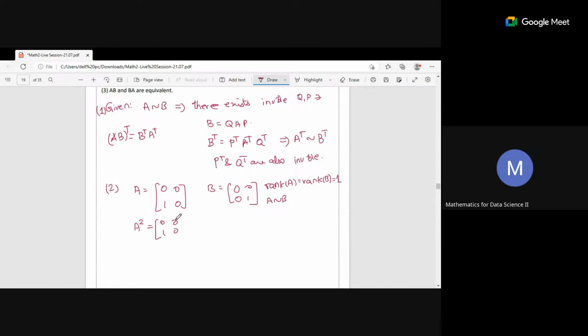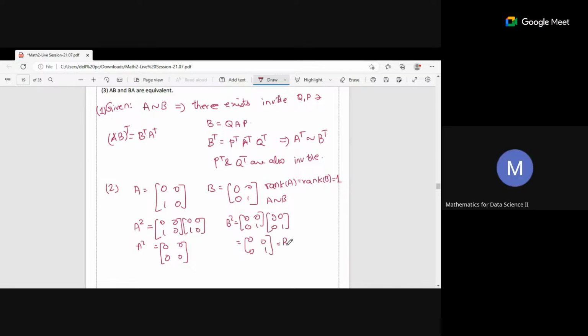Quickly, what is A square? This is 0. This is also 0. And this is 0. So A square is actually the null matrix. What about B square? Same. So 0, 0. You get B.